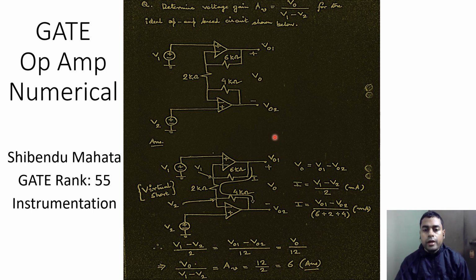So the idea of this question is very simple, and this is how we actually solve for the expressions for V01 and V02 of an instrumentation amplifier as well.